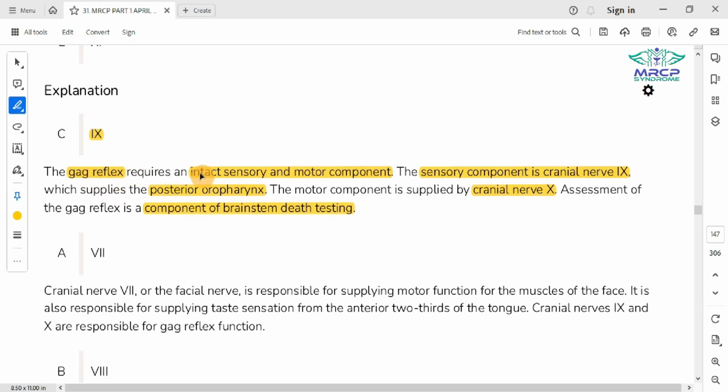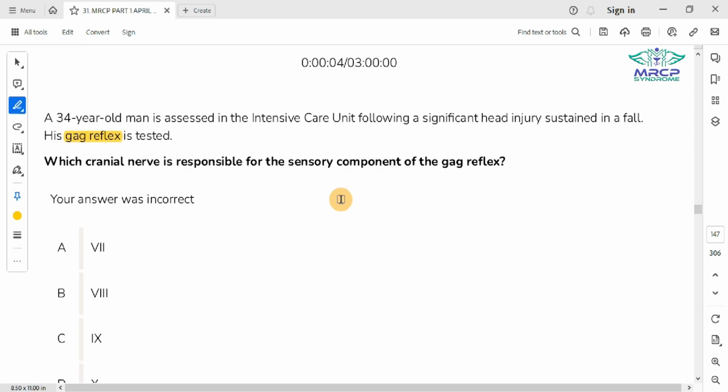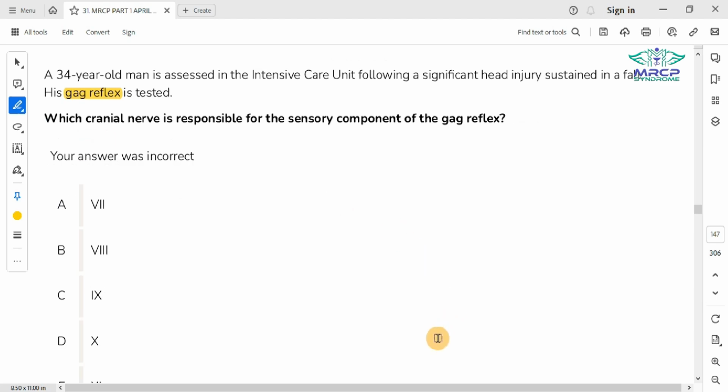The gag reflex requires an intact sensory and motor component. The sensory component is cranial nerve 9, which supplies the posterior oropharynx. The motor component is supplied by cranial nerve 10. Assessment of the gag reflex tests a component of the brainstem. The afferent limb is elicited by touching the posterior pharyngeal wall and mediated by the glossopharyngeal nerve, which carries sensory information from the posterior third of the tongue, the oropharynx and the tonsil.